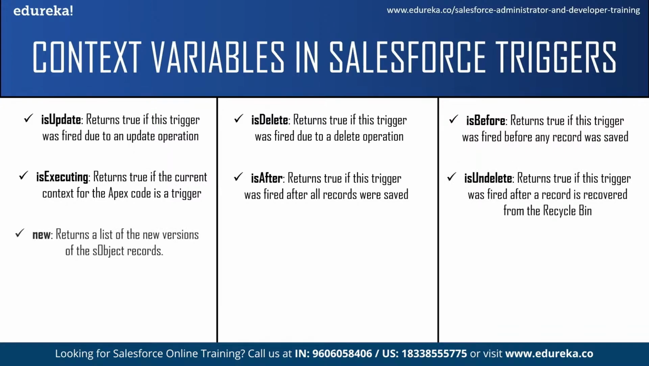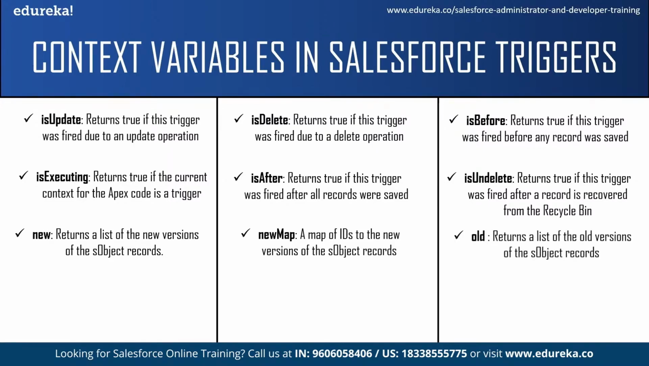Next, we have the new context variable. This returns a list of the new versions of the Salesforce object records. This list is only available in insert, update, and undelete triggers, and the records can only be modified in before triggers. After that, we have newMap. newMap is a map of IDs to the new versions of the Salesforce object records. This map is only available in before update, after insert, after update, and after undelete triggers.